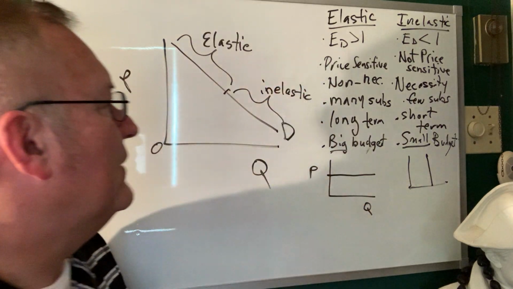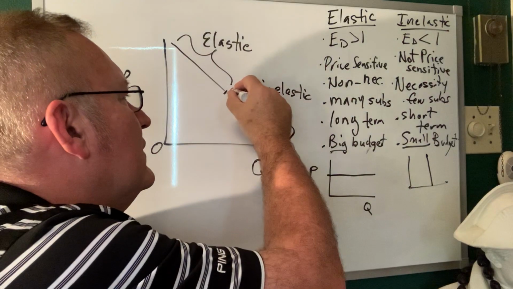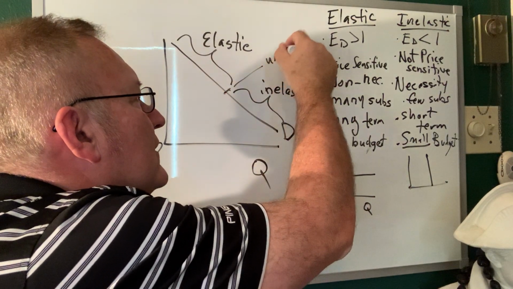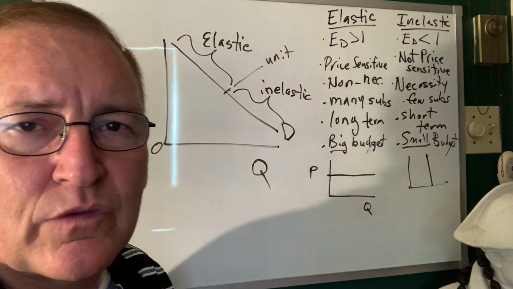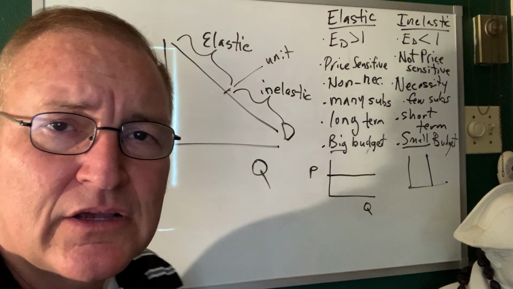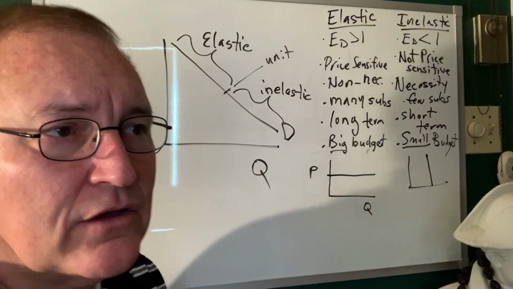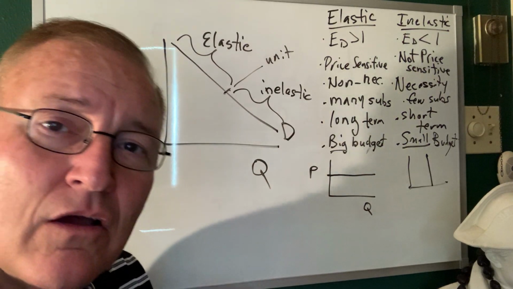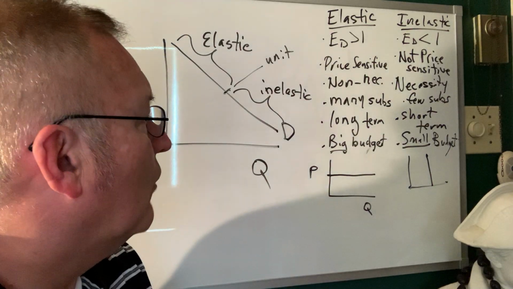So this tends to be very inelastic. And then, again, I haven't talked much about it, but this point right here where they switch over is unit elastic. So again, unit elastic is when the percent change in price equals the percent change in quantity demanded. And that's what elasticity looks like over a demand curve.